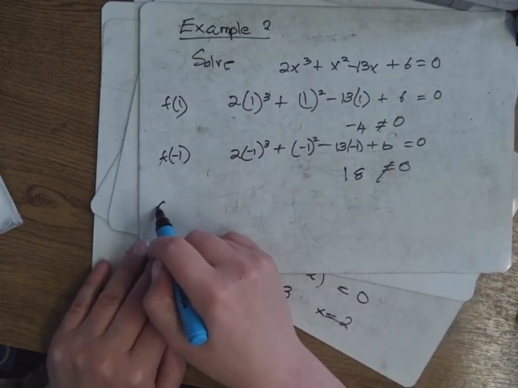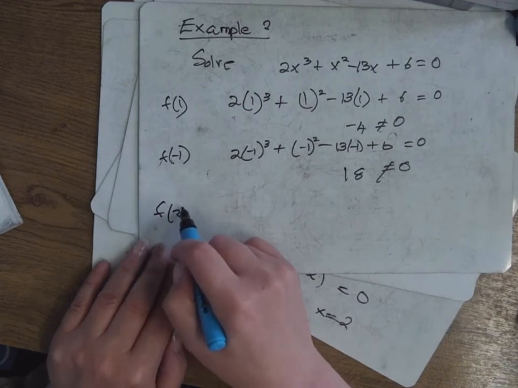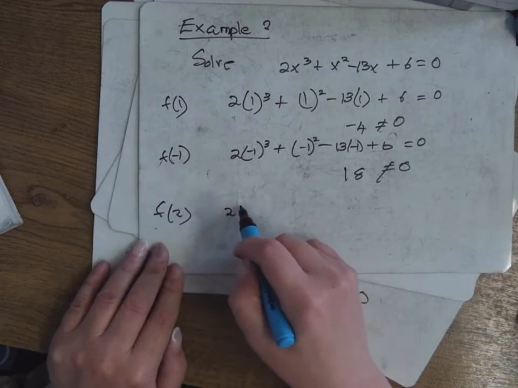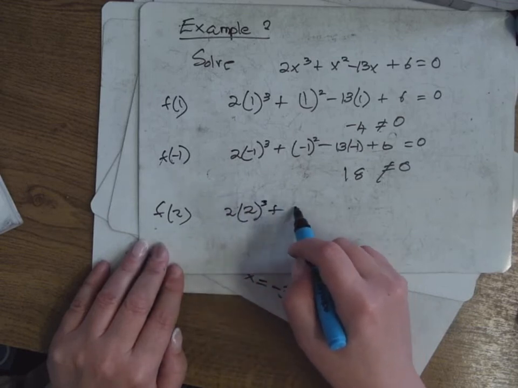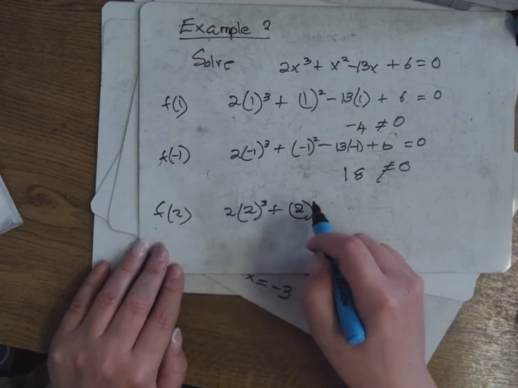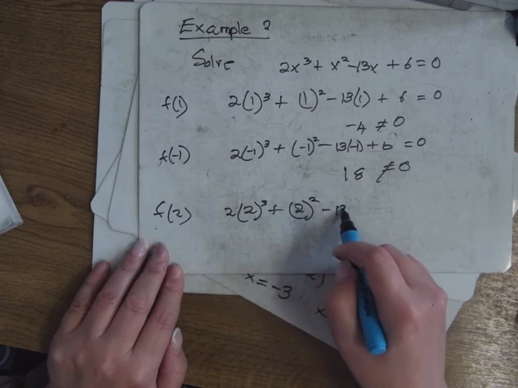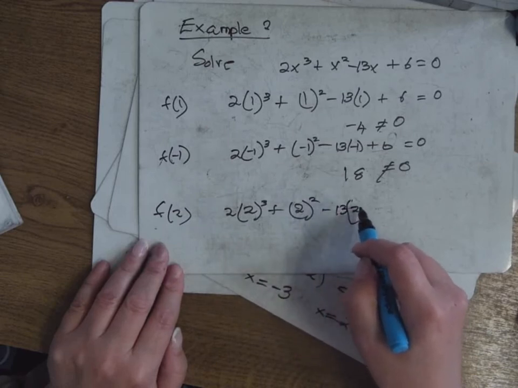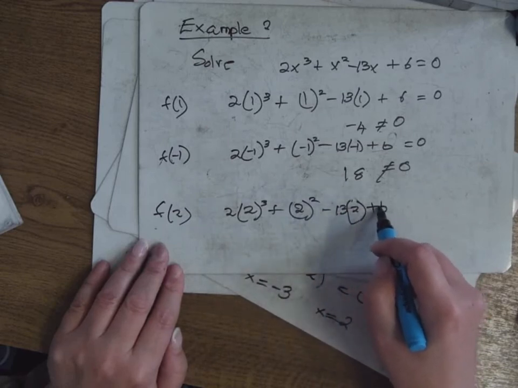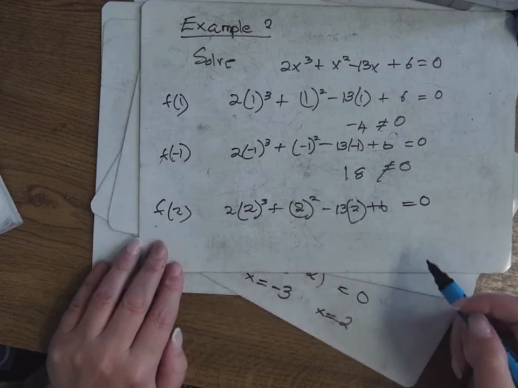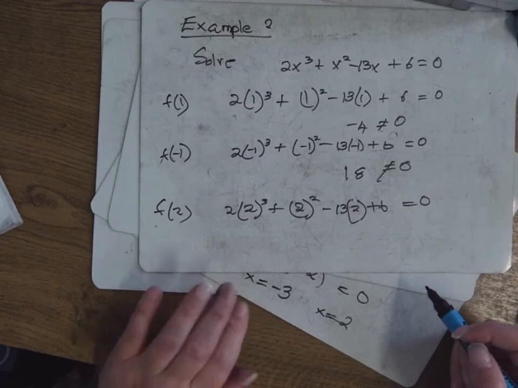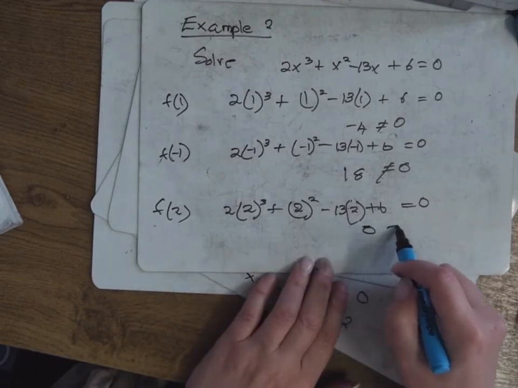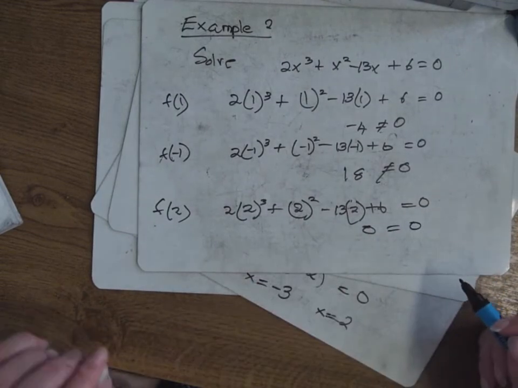Right, okay, then I'm going to try f of 2. So it's 2 times 2 cubed plus 2 squared minus 13 times 2 plus 6 equals 0. Into the calculator with that, that'll be 16. That's minus 10 plus, yeah, that's 0 equals 0. There you are, there's your solution.